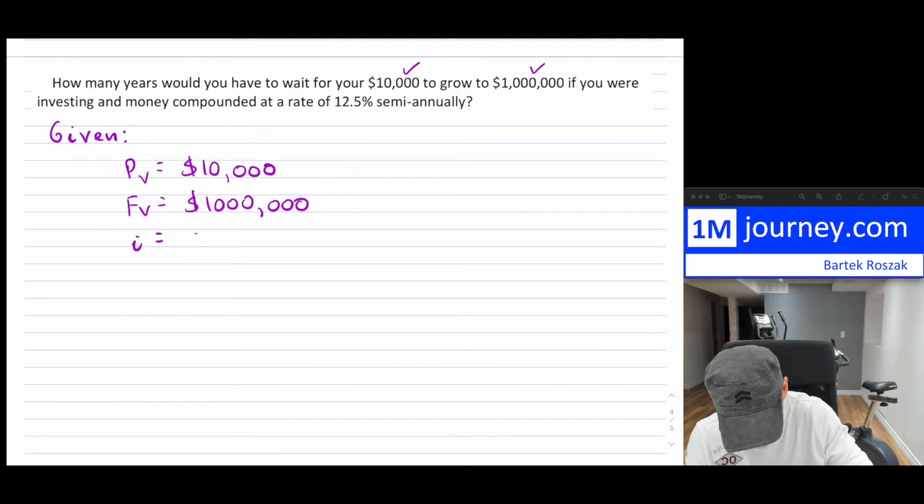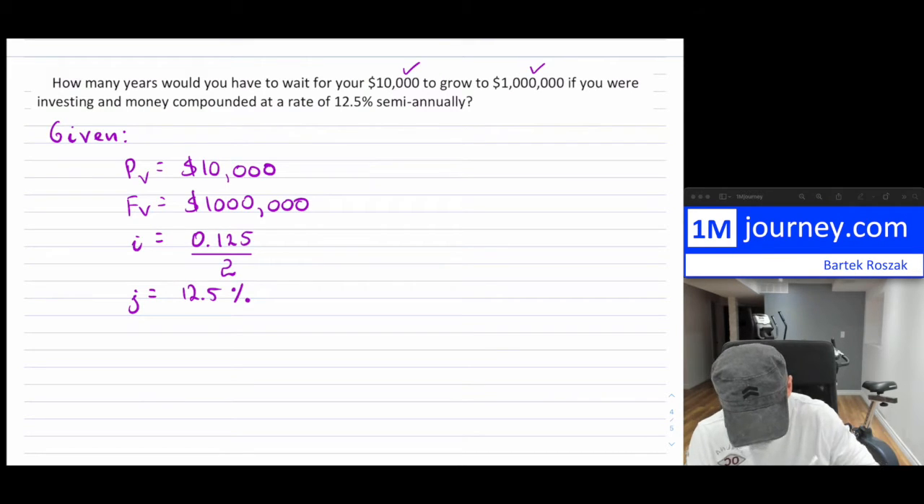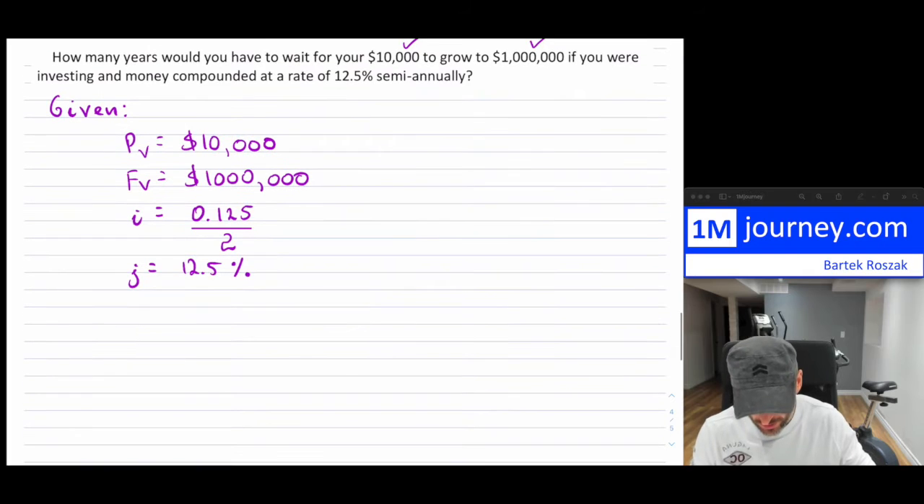12.5% is 0.125. Now it's semi-annually, so we're going to divide that by 2 to get our I. And so this, okay, it means that our J, our nominal rate, is just 12.5%. So let's not forget that. And we want to know how long or how many years it would take us. Well, we know that N is equal to the number of years multiplied by M.